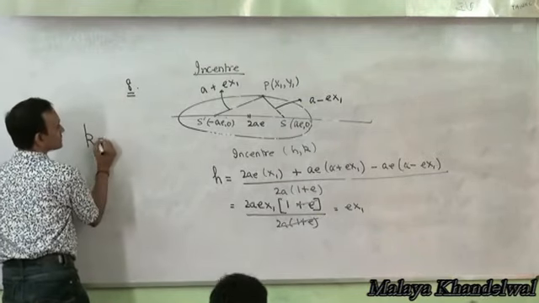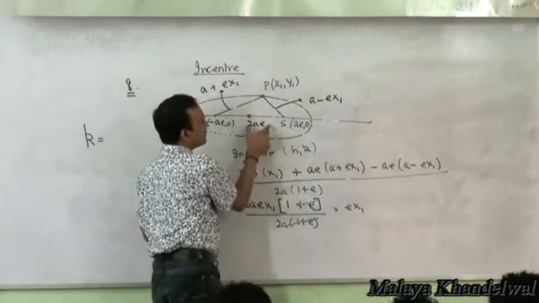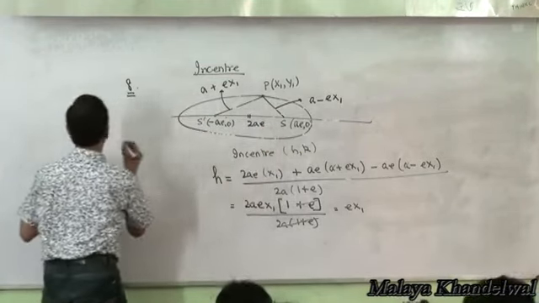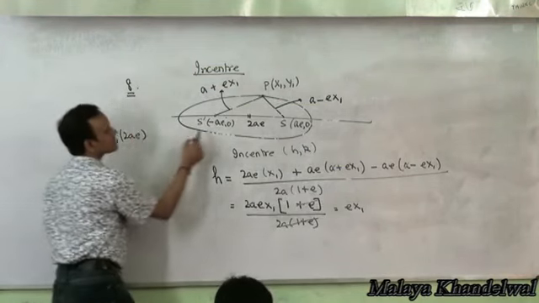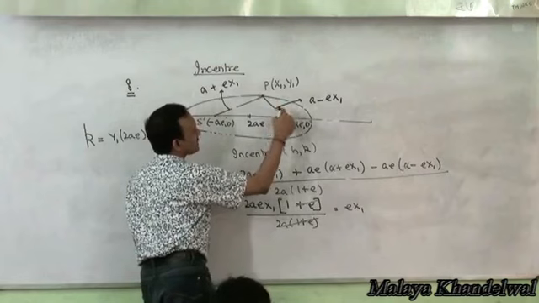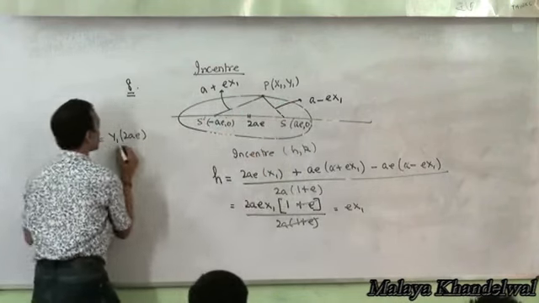Y coordinate of the incenter k, again, y1 into 2ae plus 0 into this length plus 0 into this length, divided by the sum of the lengths.